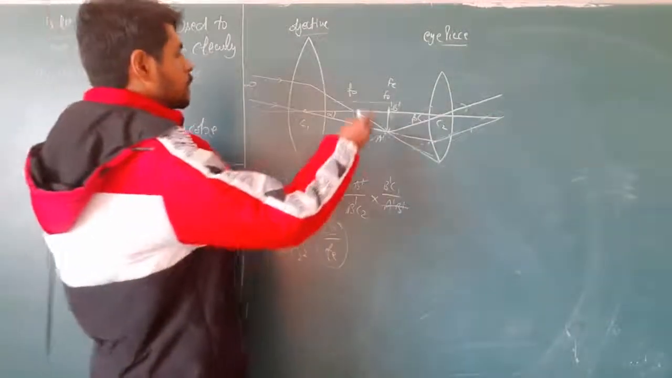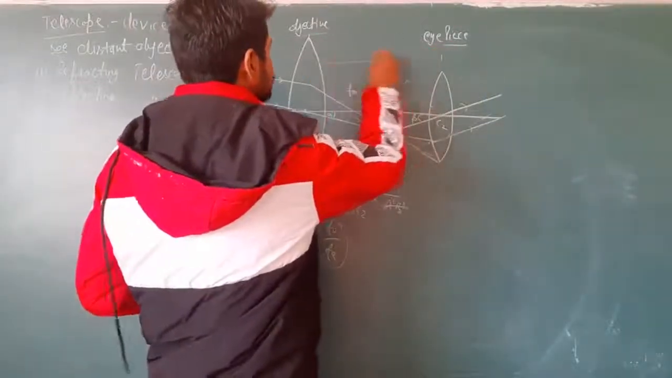This is the magnifying power of astronomical telescope. Again, from one lens to another lens, the distance is called L.